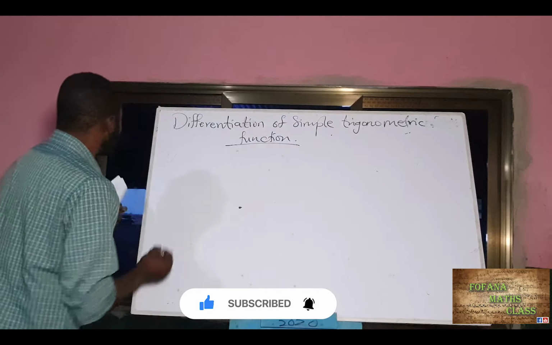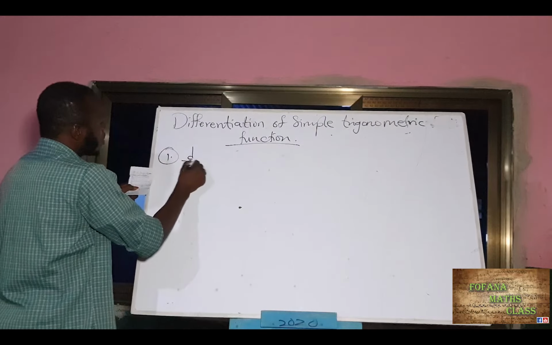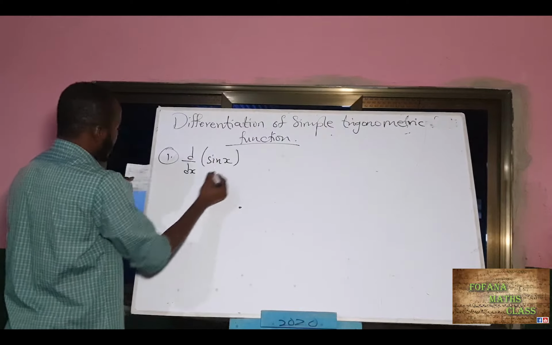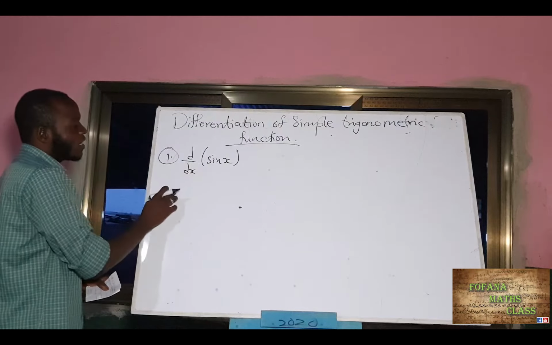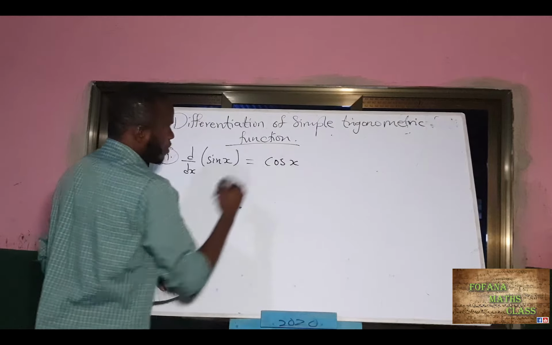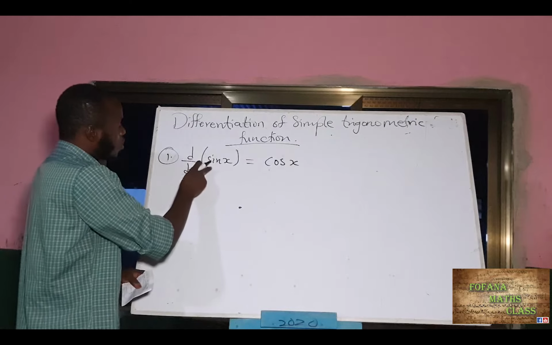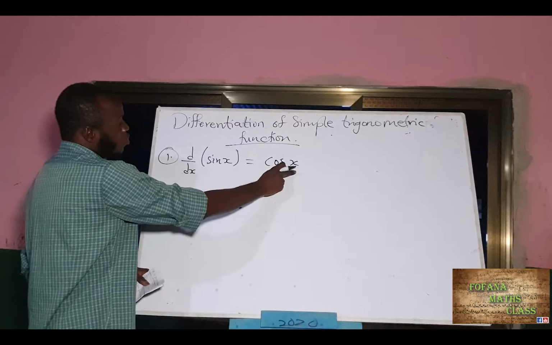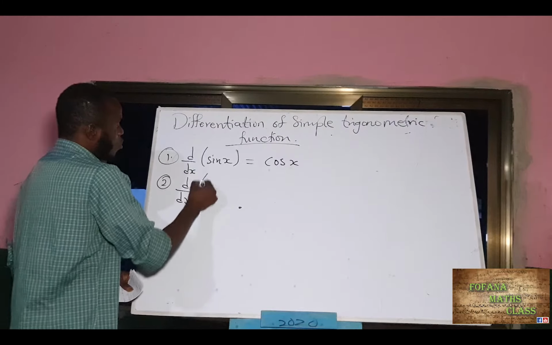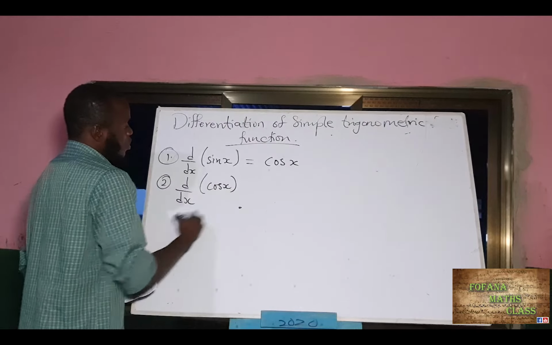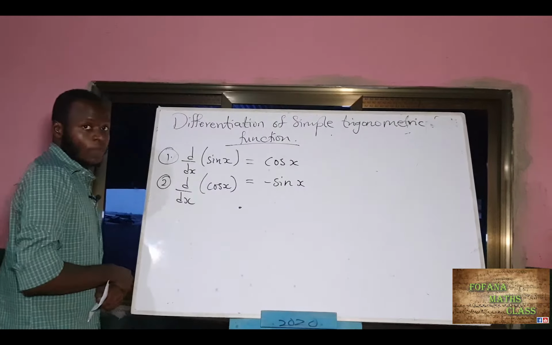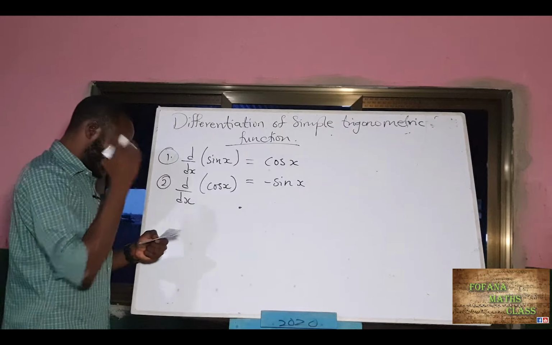Now, the first thing that we will look at is how to differentiate sine x. When you have sine x and you are differentiating, what you will obtain is cos x. So if you have an expression where you find sine x, you end up getting cos x. And the next one is if you have cos x and you are differentiating, what you will be obtaining is minus sine x. So these are the basic things that you have to keep in your head.